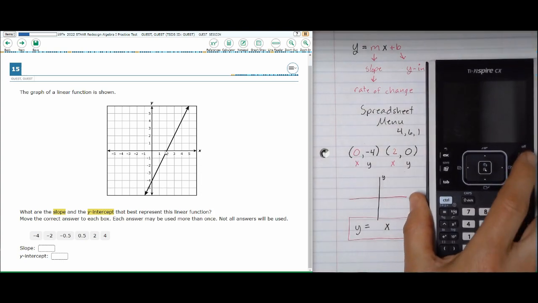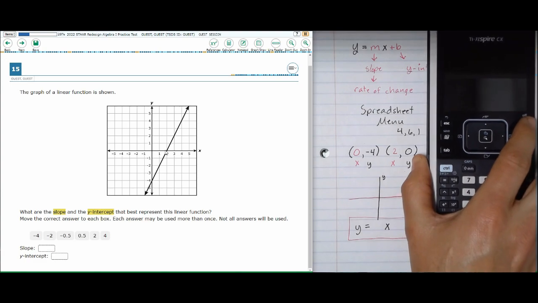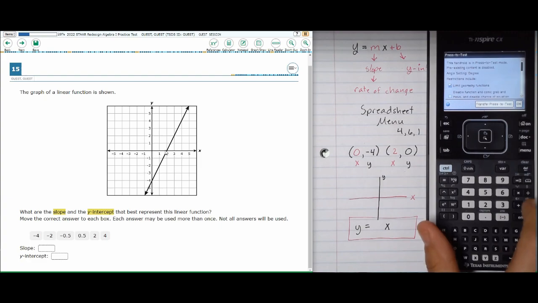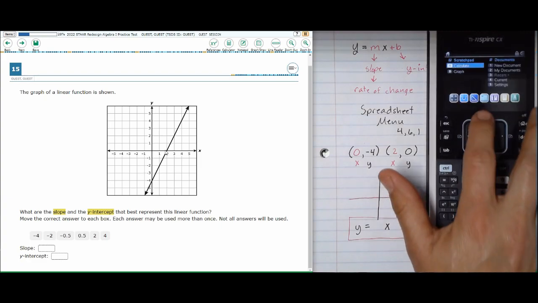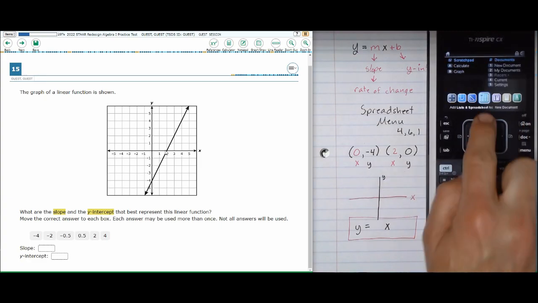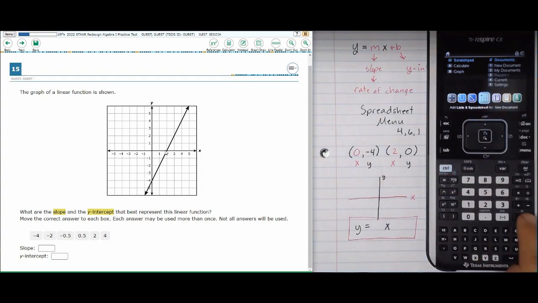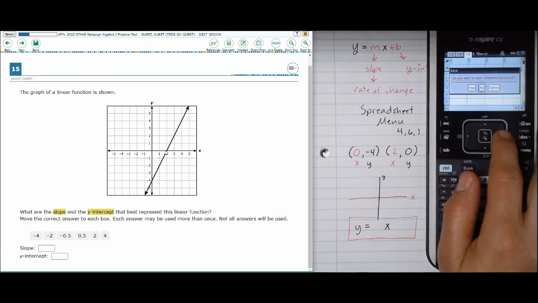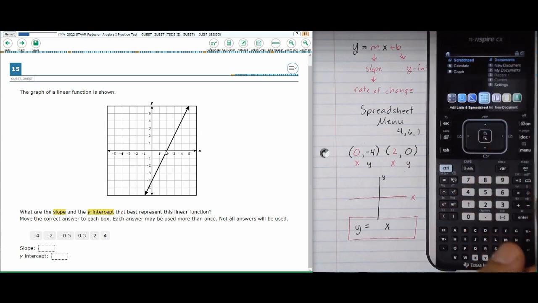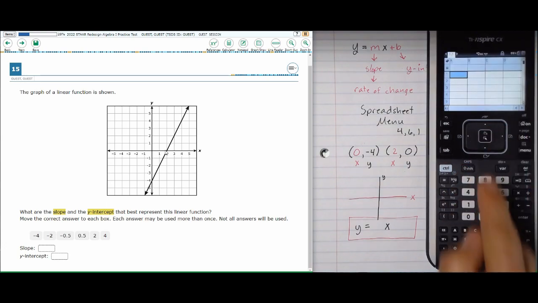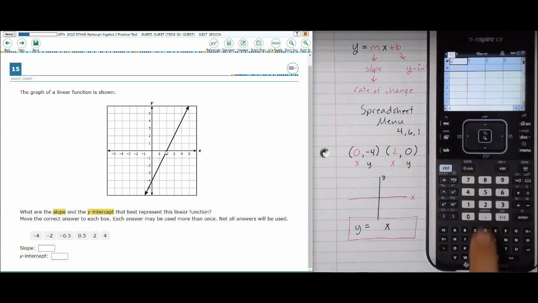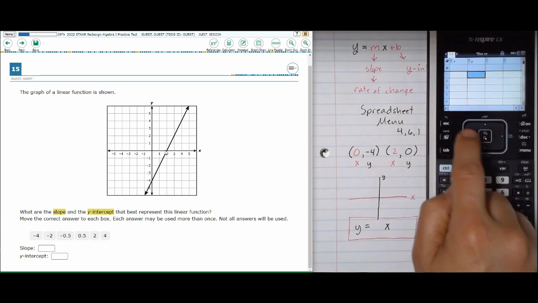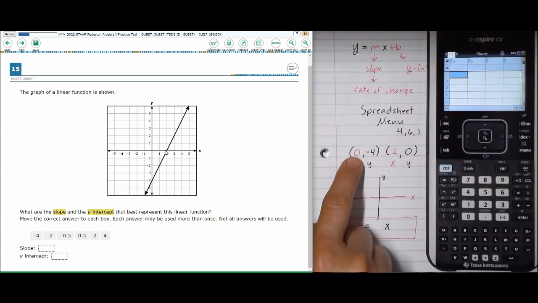So I'm going to get my calculator right here so you can see everything. I'm going to go home because I want to go to spreadsheet. So let me go over to spreadsheet right here in the middle where it says spreadsheet. Hit enter. Now I'm going to delete it because I did one earlier. So we have some spreadsheets open. No, we don't want to save it. Hit enter to go back in. I'm going to change A to X. I'm going to change B to Y. And I'm going to put in my ordered pairs.